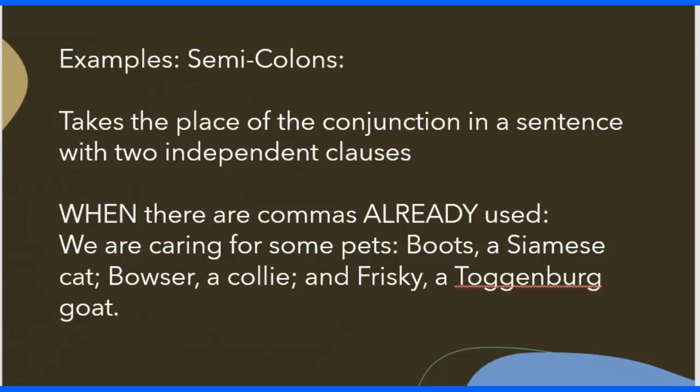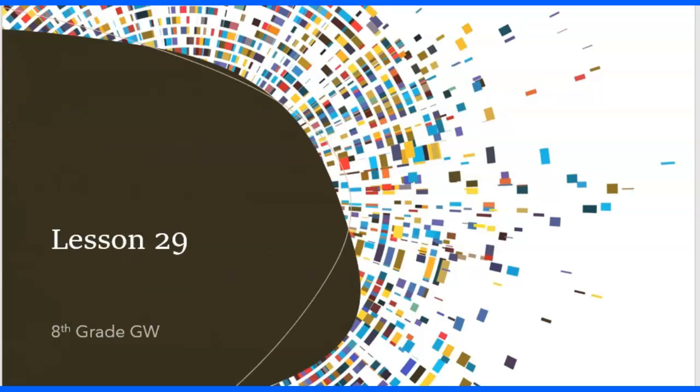Okay, let's take a look at lesson 29. See how quickly this is going? Lesson 29 is on dashes, parentheses, and brackets, and these to me are kind of afterthoughts when the English language was being put down on paper.